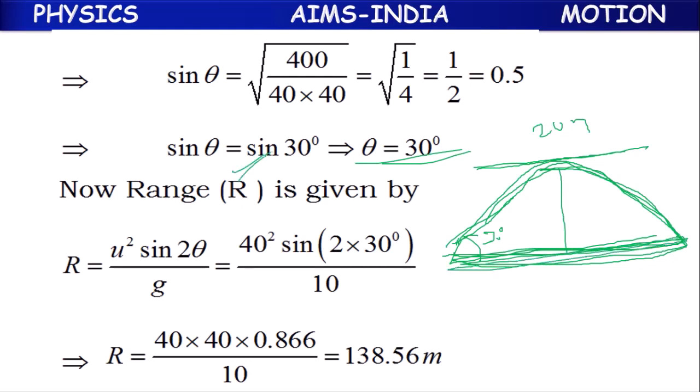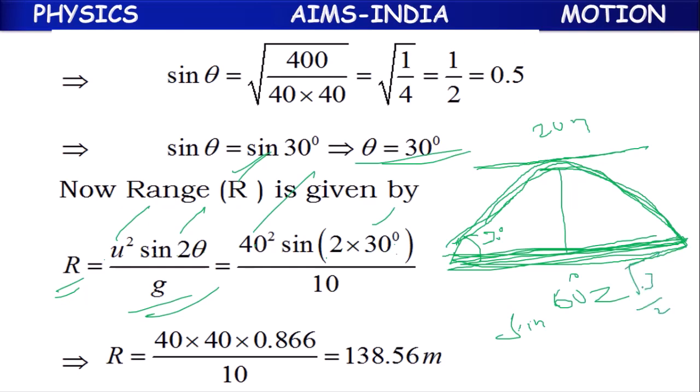So now range is given by the range formula u square sin 2 theta by g. U value 40, sin 2 theta, theta value 30, 2 into 30 means sin 60 degrees, means root 3 by 2. Root 3 value is 1.732 approximately, by 2. If we divide, we will get 0.866. So here 40 square means 40 into 40, sin 2 into 30, sin 60 value 0.866, by 10.